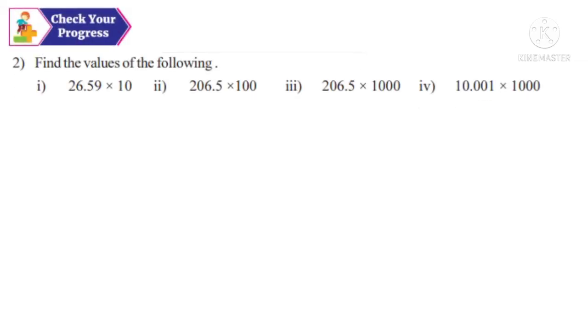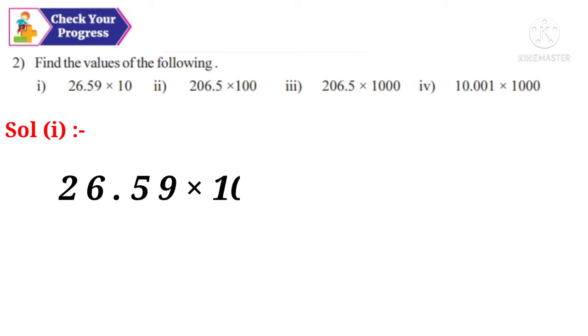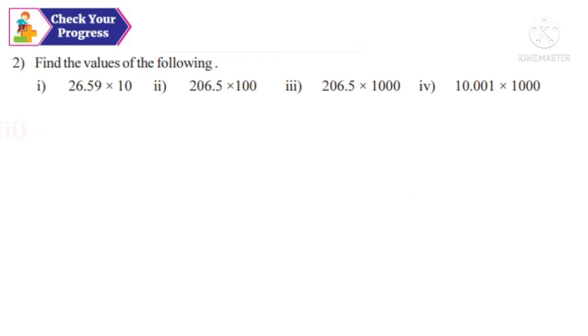Now let us do check your progress. Find the values of the following: 1, 2, 3, 4. Solution 1: 26.59 into 10. Observe that there is only one zero in 10. So the decimal point will shift right by one digit, that is after 5, that is 265.9 is the answer.